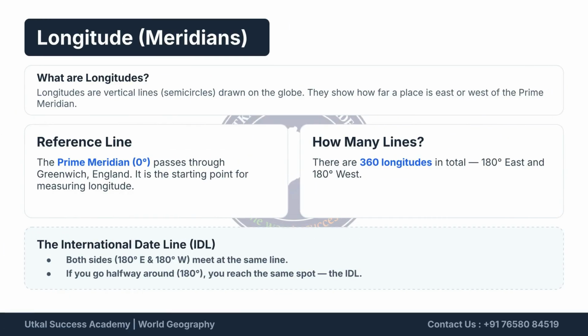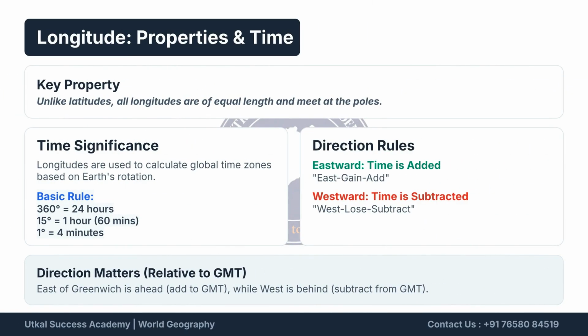Longitudes, or meridians, are vertical semicircles measuring east or west of the prime meridian at 0 degrees. The prime meridian passes through Greenwich, England. There are 360 longitudes in total. The international date line, opposite the prime meridian at 180 degrees, is where the date changes. A key property of longitudes is that they are all of equal length and meet at the poles.